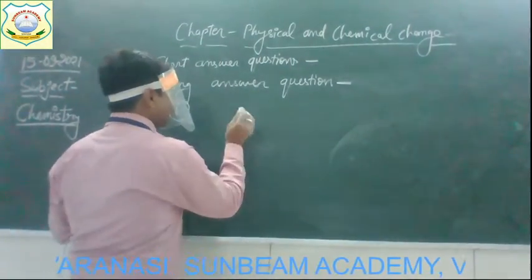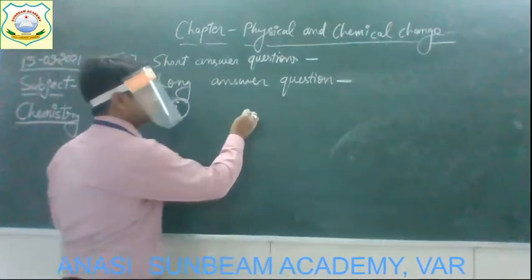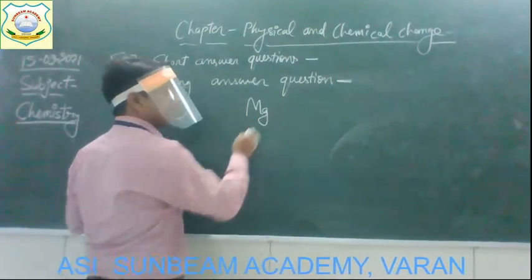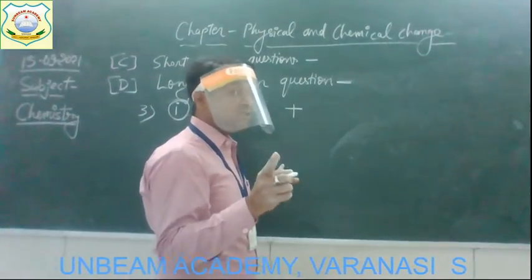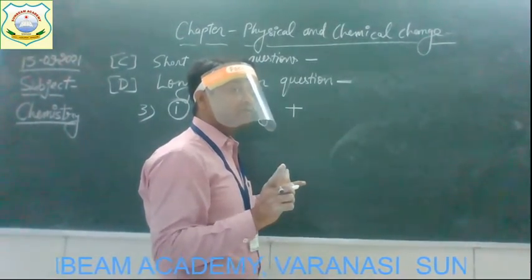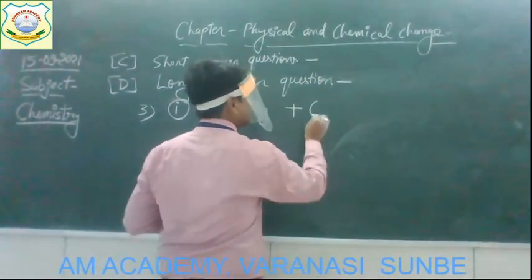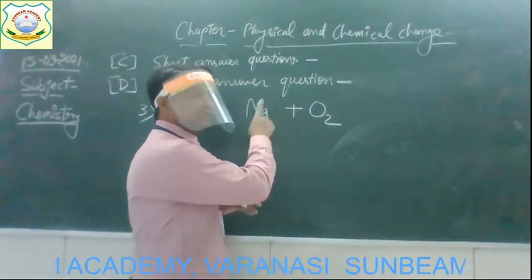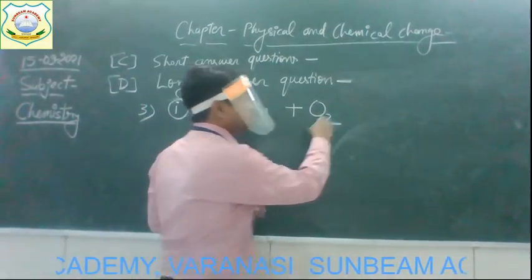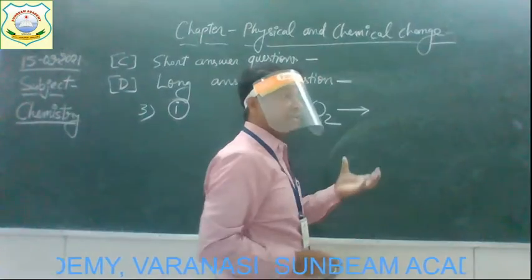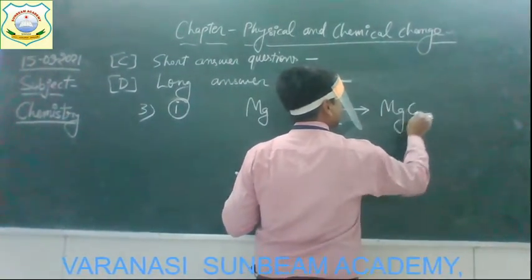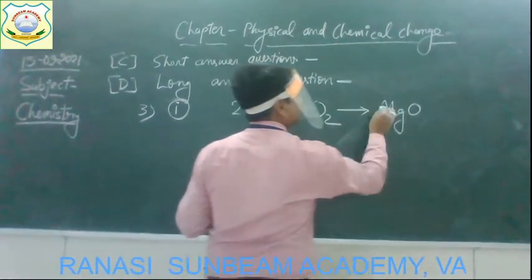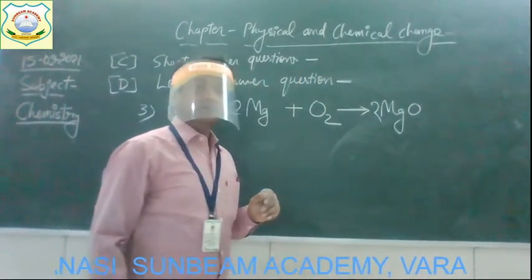Okay, so you can write the reaction as: when the metal magnesium burns, and the burning process will occur only in the presence of oxygen, when the magnesium burns in the presence of oxygen, it will form a white ash, and that white ash is magnesium oxide. Okay, understood?